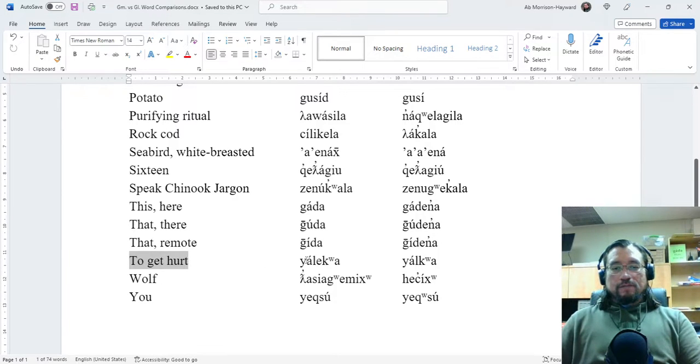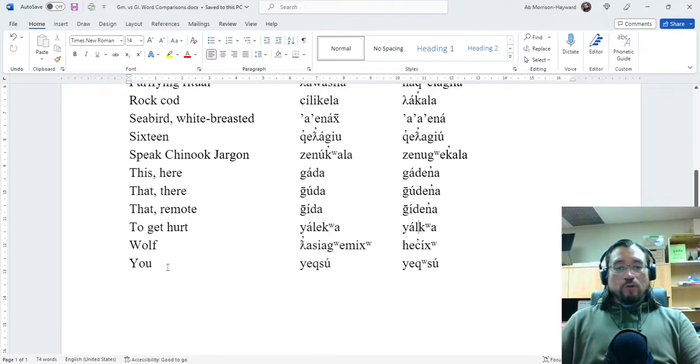To get hurt, in xaislakiala, yalakwa. In xenaksiala, yalkwa. So the difference is this letter E. So it's in between the L and the rounded K in the xaisla version. It's not there in the xenaksiala version.